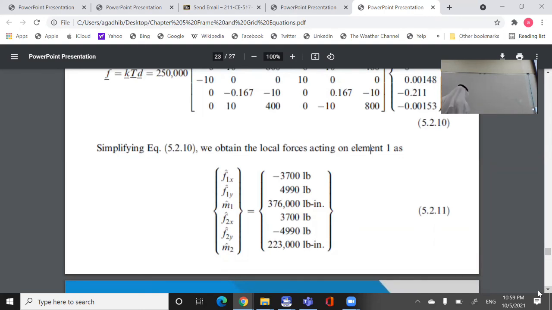Now everything with local. Local means what? I think it's going up like this, right? Yes. So this is node 1, this is node 2. The first 3 is at node 1. What do you think this one? Normal. X. Is it down or up? Down, because it's negative, right? How much? 3,700. It has to be in equilibrium. Okay, we finished the first one, which is axial.